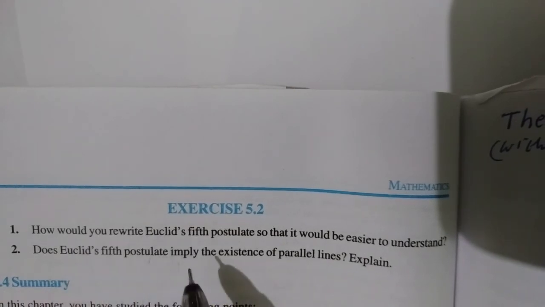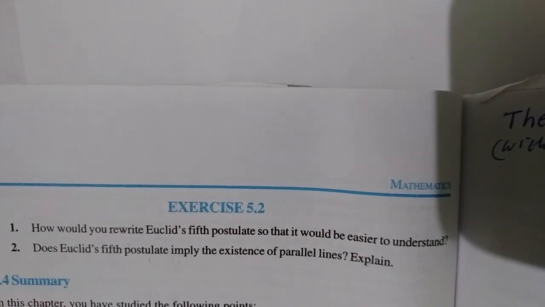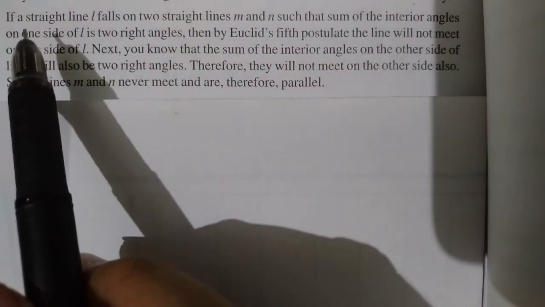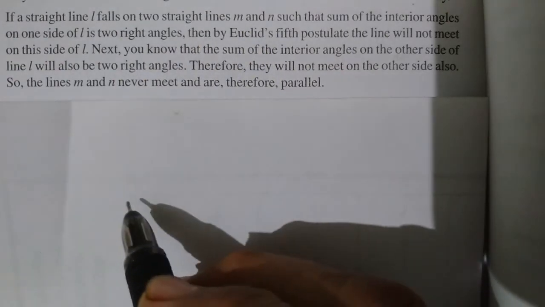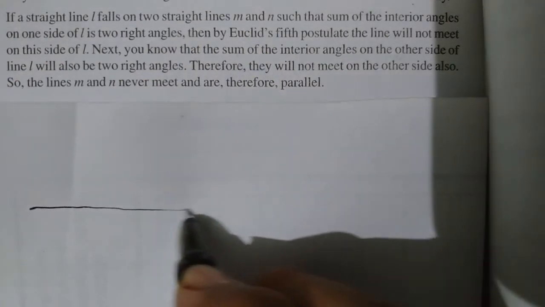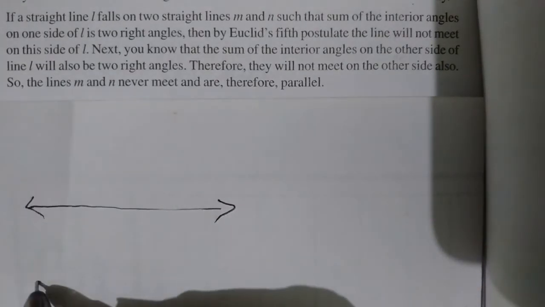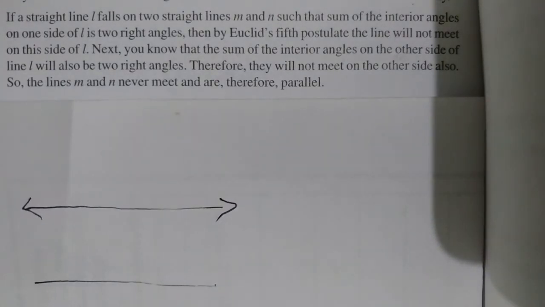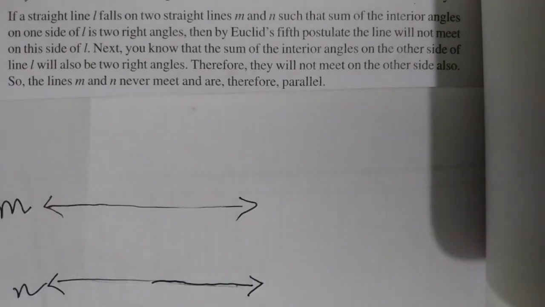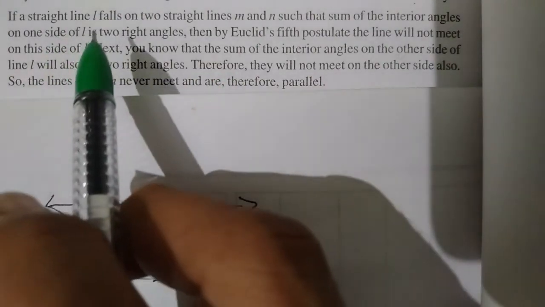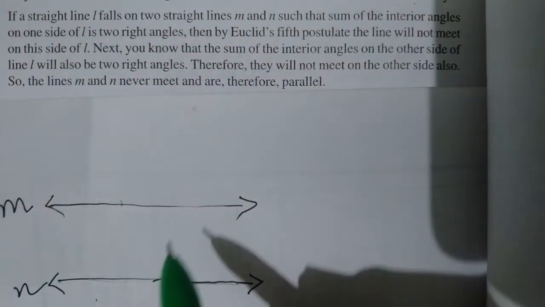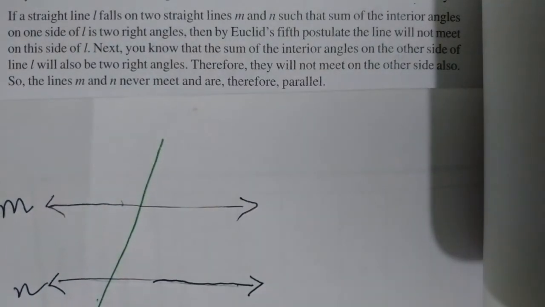Does Euclid's fifth postulate imply the existence of parallel lines? Explain. The answer is yes. Let us understand, children. If a straight line L falls on two straight lines M and N such that, now children see this way, let us draw one line M, another line N. Here it is given that one line M, one line N. Line L falls on two straight lines.